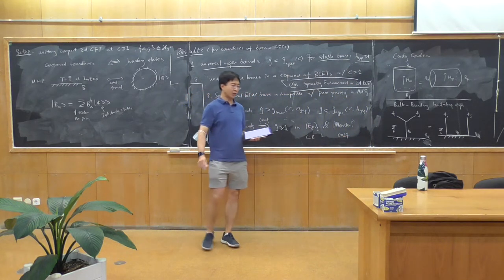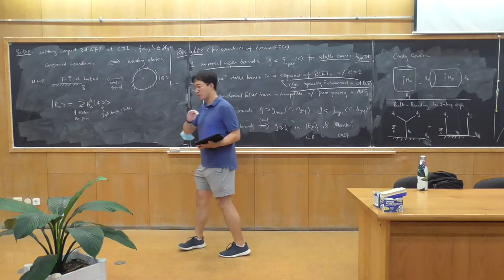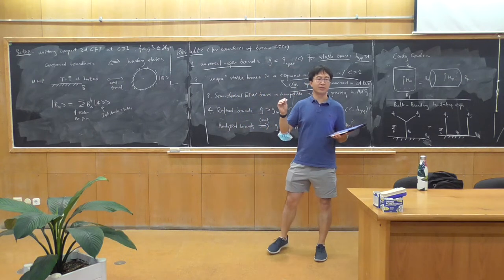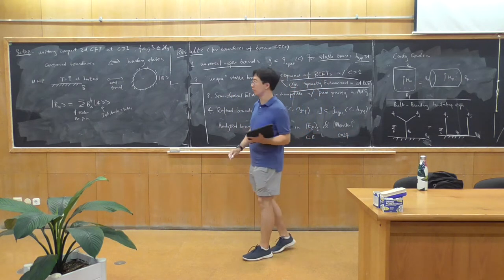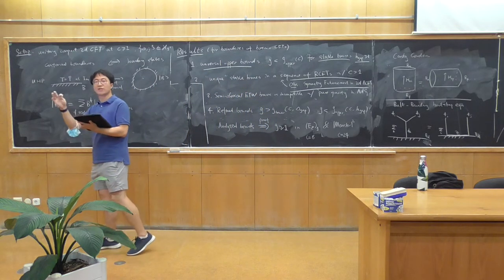So this is a statement about general dimension. A bulk operator can only have a non-trivial one-point function in the presence of a conformal boundary if the bulk operator itself is scalar. This is true in general dimensions. For general BCFTs, only a scalar operator can have a non-trivial one-point function. So a stress tensor itself will have a zero one-point function.